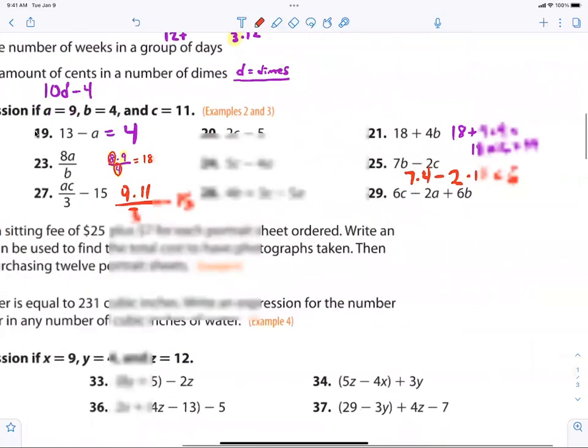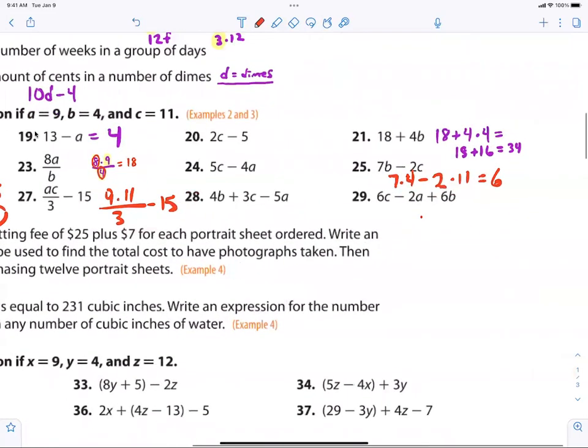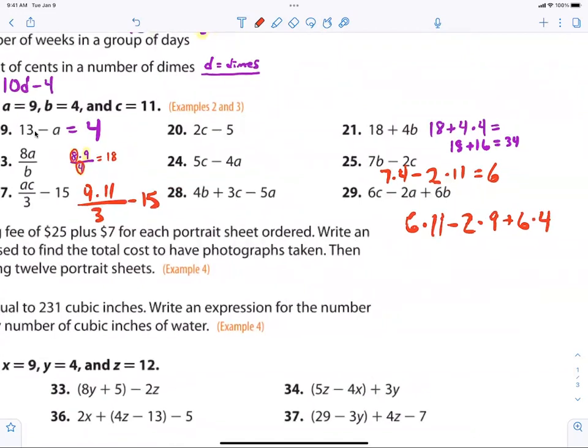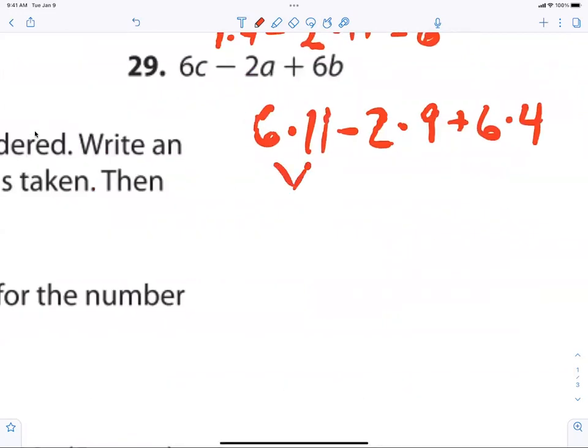All right. Tell me what C is. I can't see very good. 6 times what? 6 times 11 minus 2 times? 4. What's A? Yes. Plus 6 times what's B? You good? All right. So now tell me. 6 times. Well, okay. You can do this one first. It doesn't matter, right? Which one are you doing first? Tell me, kiddo. Good. And now what? Good. Minus.